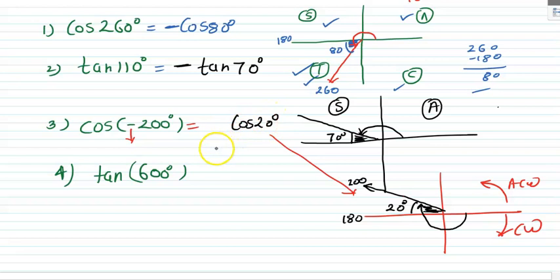What will be the answer for this? We are in which house? Add sugar to coffee. We are in sin's house. Only sin is positive, rest will be negative.